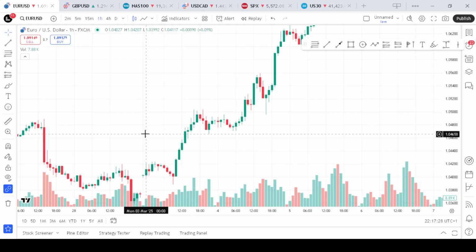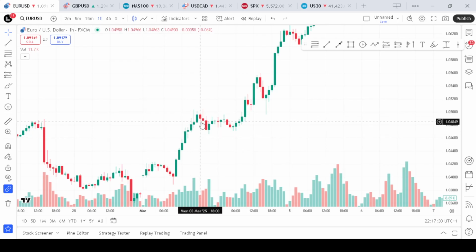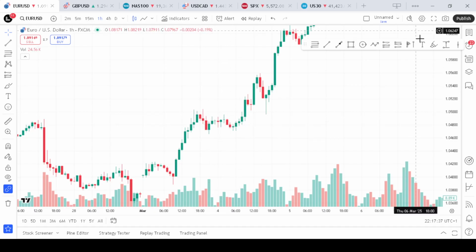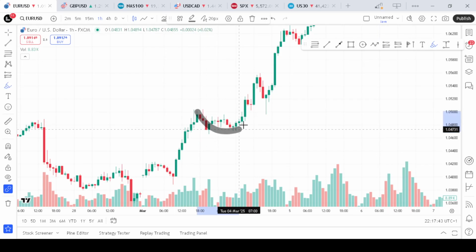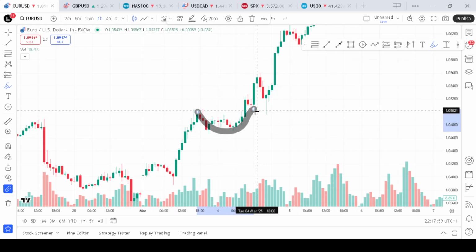Now remember, during the pullback phase, you might notice a round bottom shape. As you can see from the chart, the market is in a round shape. And this phase is crucial as it represents a period of consolidation, at this area in price.